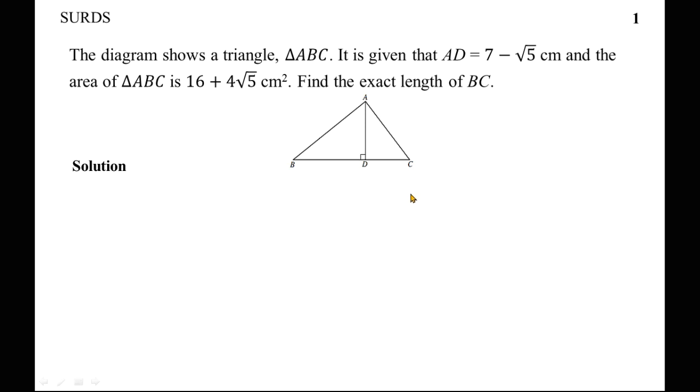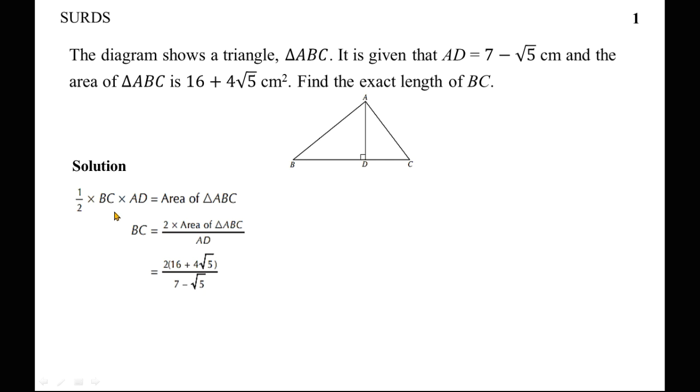Firstly, you have to see the triangle ABC and there is a point D between B and C such that AD is perpendicular to BC. So as we can see from the diagram, the area of triangle ABC equals half of BC times AD. BC is the base of the triangle ABC and AD is the height of the triangle ABC. So BC equals 2 times the area of the triangle ABC all over AD.